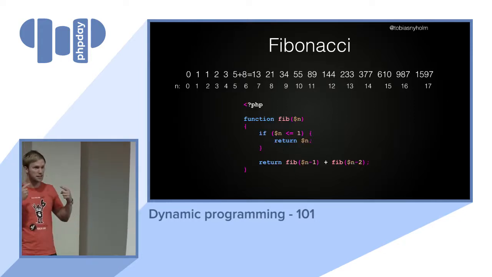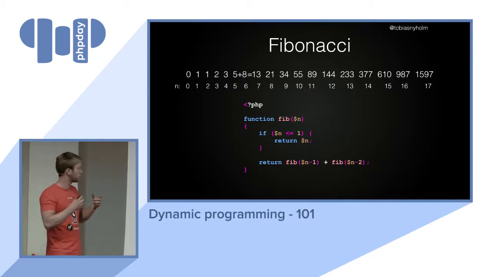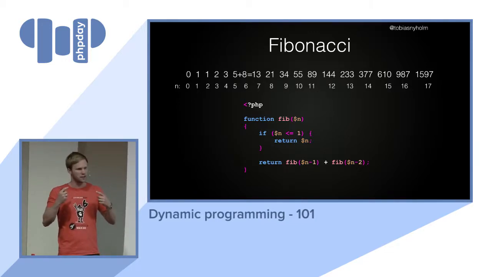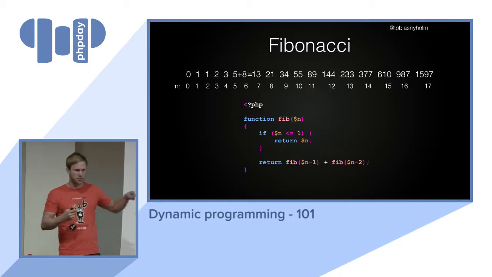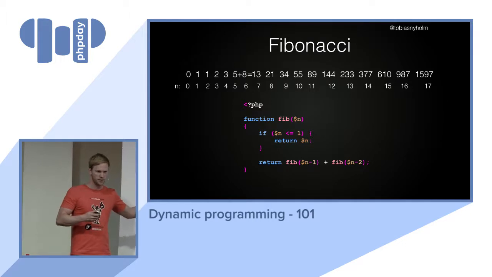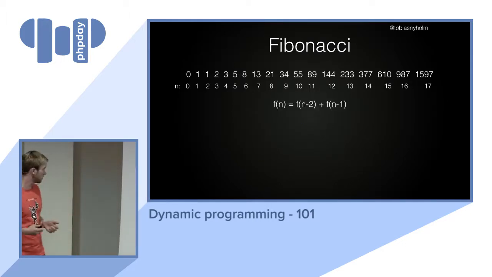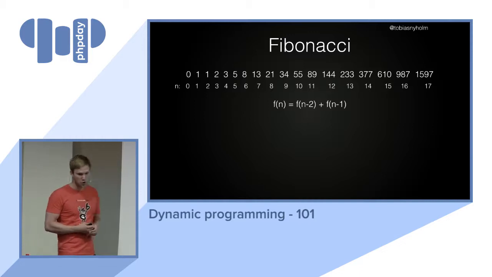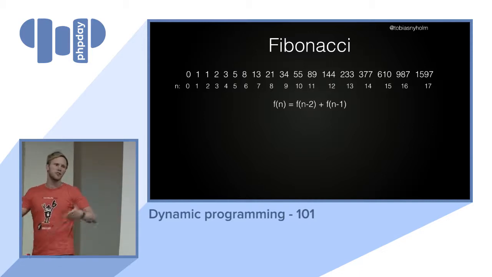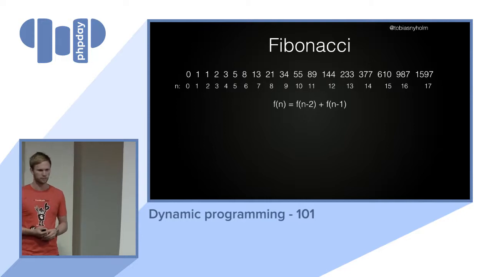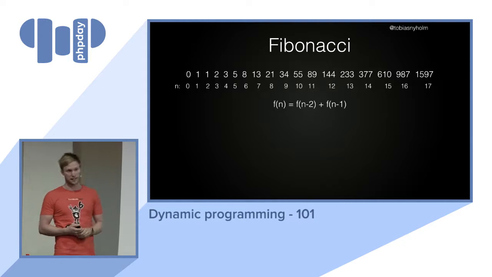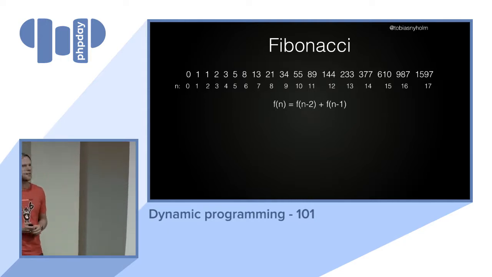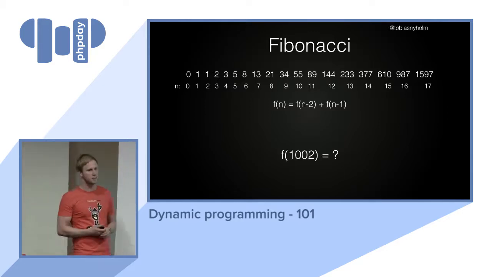So we have to realize that this is a recursive function. So Fibonacci for 5 is actually Fibonacci for 4 plus Fibonacci for 3. And this is what it looks like in code. And this is what it looks like in math. It's pretty simple. So what if I ask you, what is the 15th Fibonacci number? 610. It's easy, we just looked at the list. What if I ask you a little bit more difficult question? What is the 1002nd Fibonacci number?